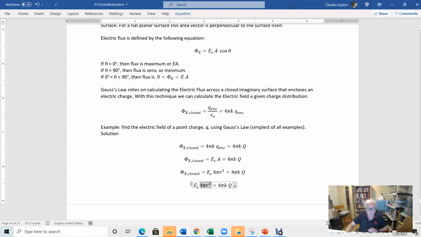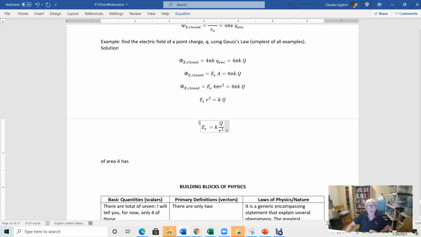4 pi cancels out with 4 pi. And we get exactly, what is that? Coulomb's law. Get my r squared here on the other side. Okay, E equals kq over r squared.